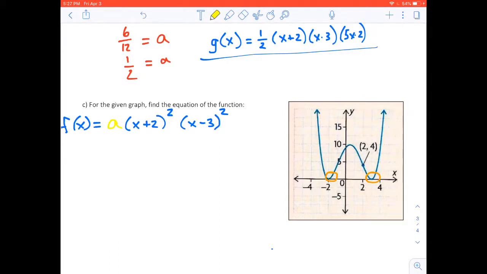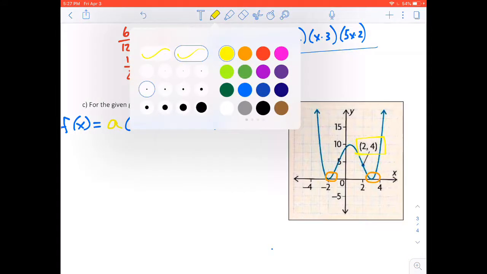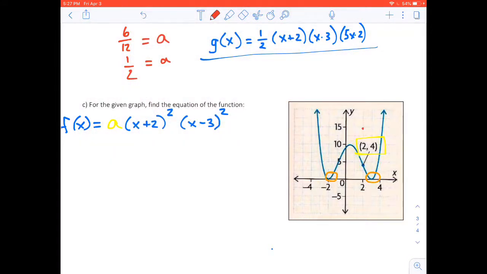But one thing that I do know is that we know a point that it passes through. We know it passes through (2, 4). I know that when x is 2, y is 4. So what I'm going to do is substitute in y is 4 and x is 2. So if we have 4 here, we have our a value. If x is 2, the first bracket will be 2 plus 2, which is 4. 4 squared is 16. For the second bracket, we'll have 2 take away 3, which is -1. -1 squared is +1. And as I multiply those ones on the right side, we're going to have 16a.